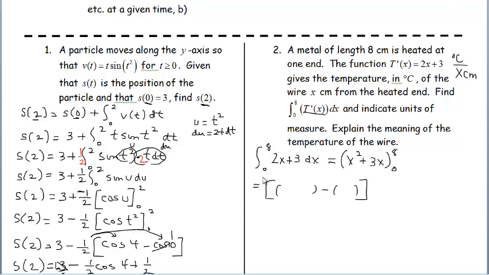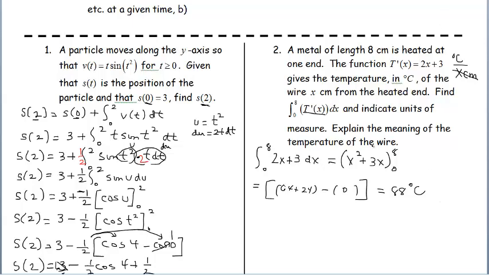8 squared. Okay, that's 64 plus 3 times 8 is 24. So 64 plus 24. And love those zeros when everything has an x in it. Every term has an x because that's just 0. So that looks like 88. Indicate units of measure. Well, remember what it said up in the note card at the top. It says integrate a rate, lose the rate. Well, this is a rate right here, so we're going to lose the x centimeters. So it's 88 degrees Celsius.